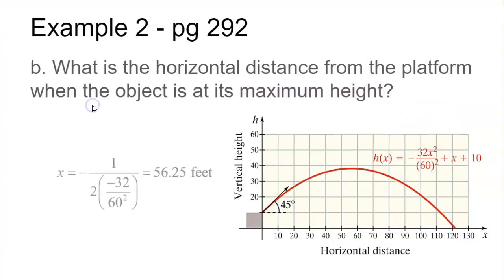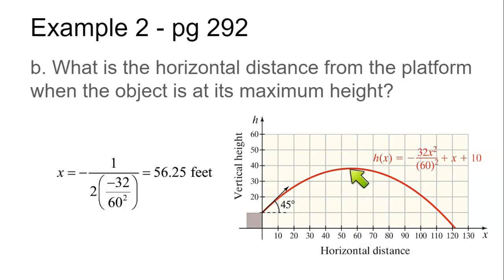So when I evaluate this, X equals the opposite of B, and in my quadratic function, B is 1, divided by 2 times A, and A is this rational number, 32 over 60 squared. And when we evaluate that in the calculator, we get 56.25 feet. And so that should match what we looked at before, which is that the maximum height occurs at a horizontal distance between 50 and 60 feet. That's the location of where the maximum height occurs.